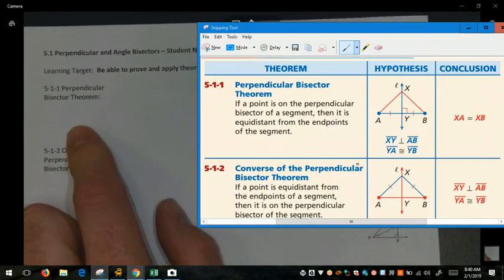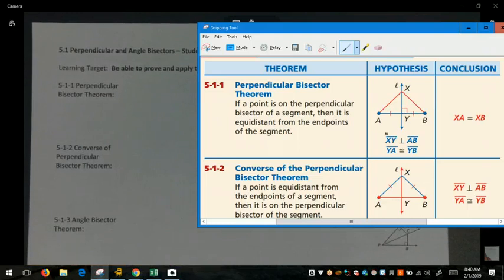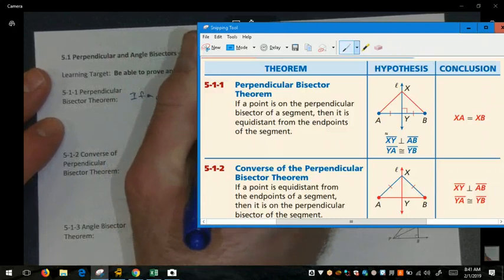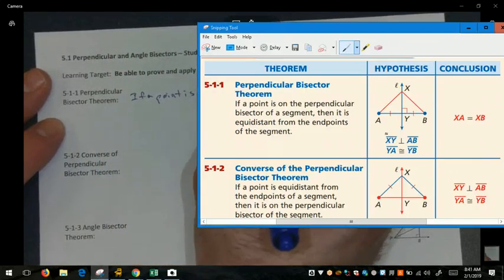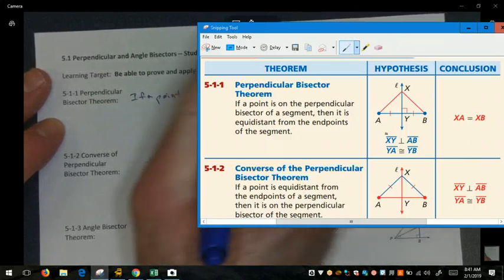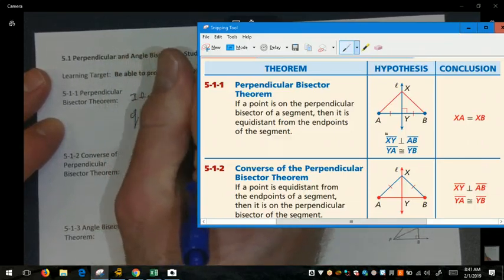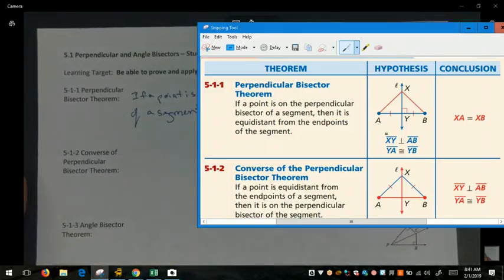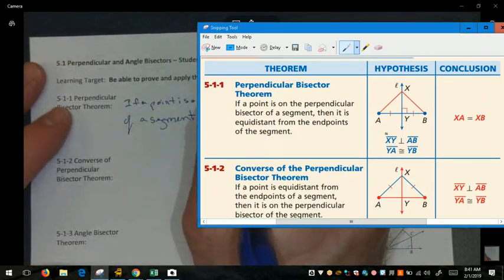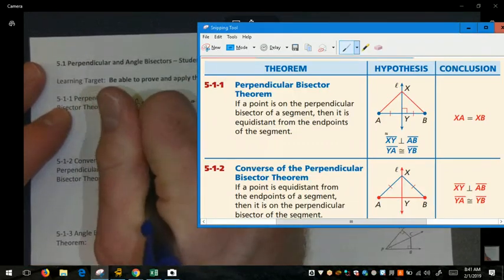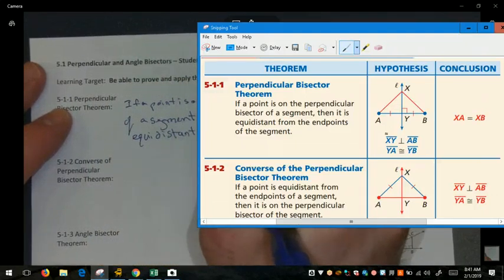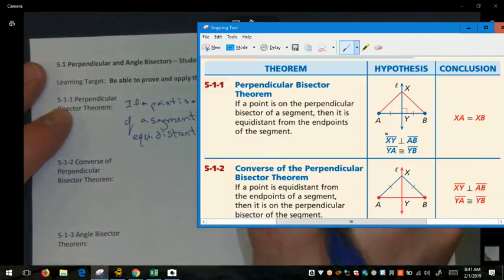Perpendicular bisector says, if a point is on the perpendicular bisector of a segment, then it is equidistant from the endpoints of the segment.